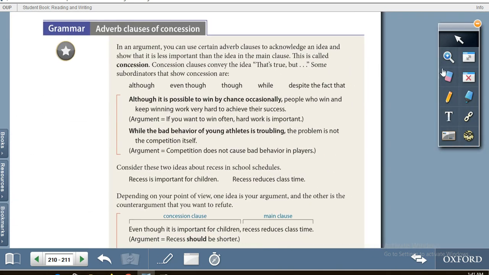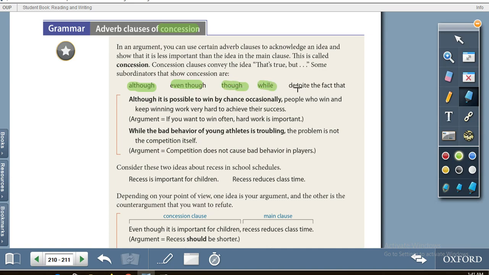Then we'll move to the grammar activities. Adverb clause of concession. As you know, we have studied the adverb clause. A clause is not a full sentence; it starts with although, even though, while, despite the fact. So where do we use this? When we have two situations, where one idea is less important than the idea in the main clause, and that shows that one idea is less important.